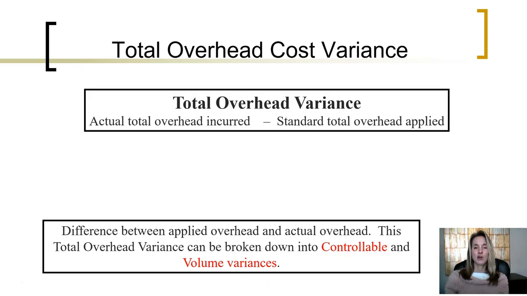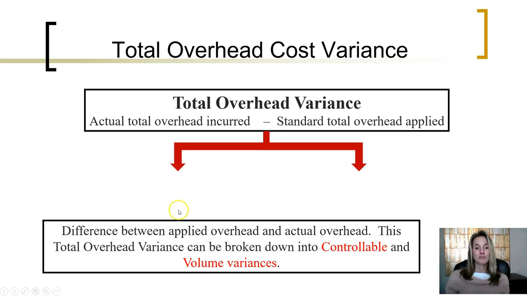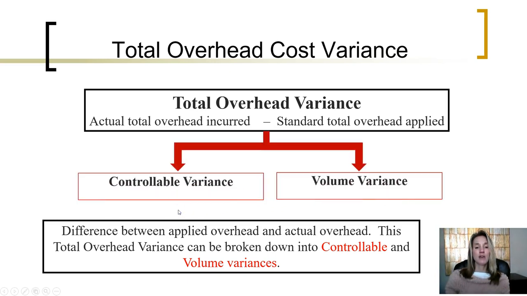So to calculate the total overhead variance, we're going to be taking the difference between the actual total overhead incurred and the standard total overhead applied. That variance is broken down by two types: the controllable variance and the volume variance.